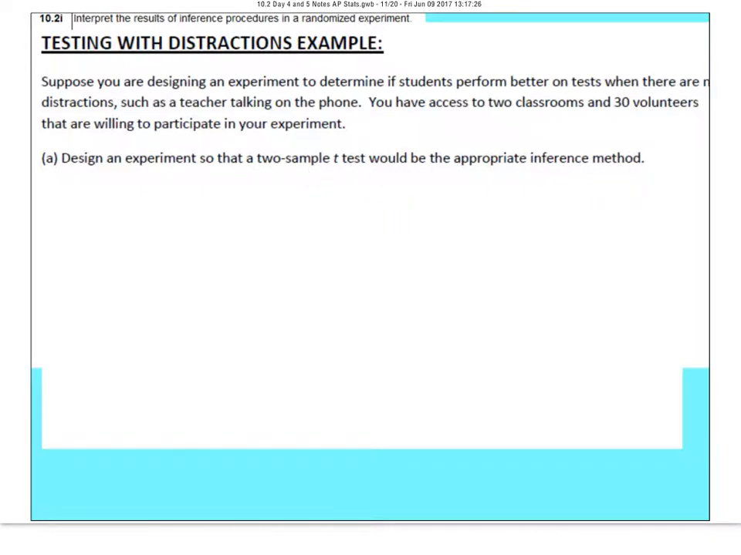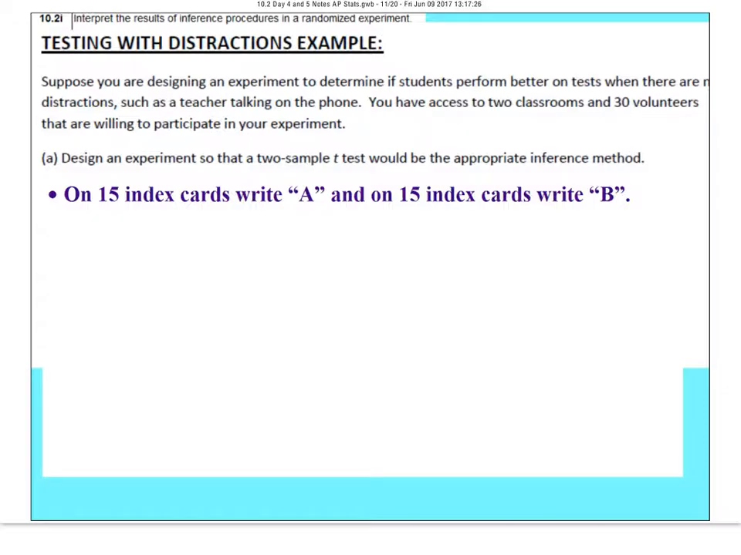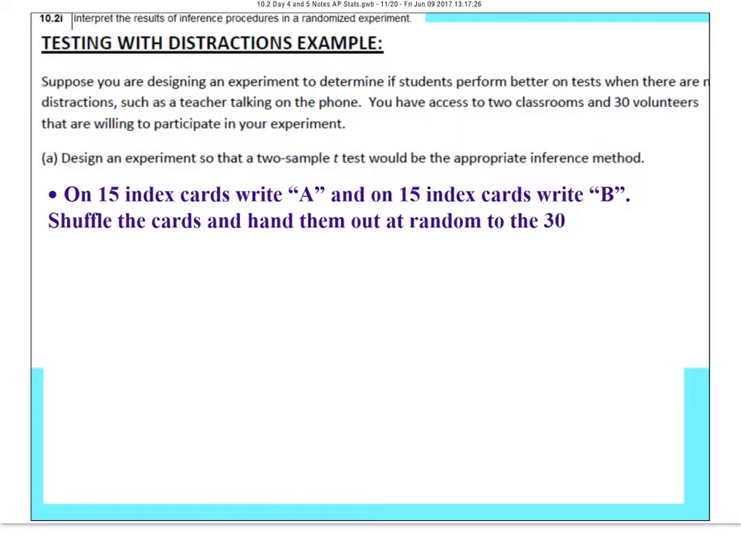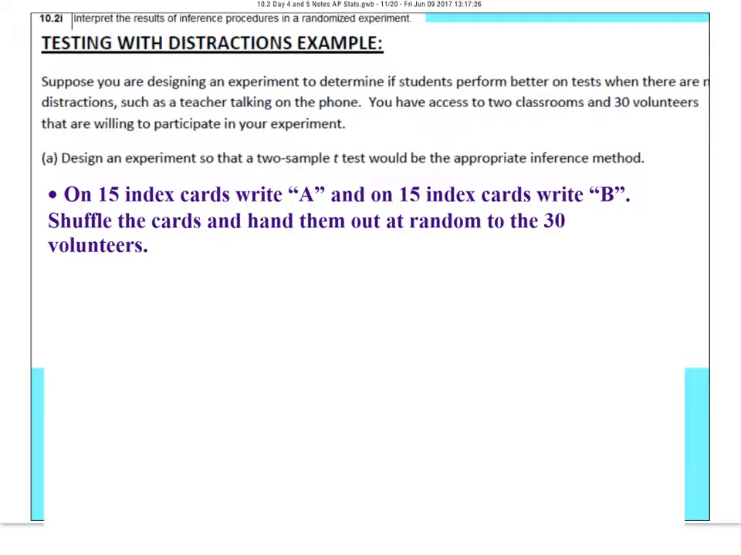Why should we keep it as 2 separate samples, and why wouldn't we group it as a paired example? Okay, so we're going to design this experiment. How would we do it? Great review of Chapter 4. Knowing that we have 30 volunteers, maybe what we would do is on 15 index cards, write A, and on the other 15, write B. Shuffle the cards in a hat and hand them out randomly to the 30 volunteers.